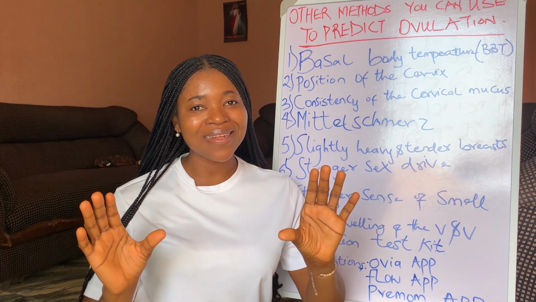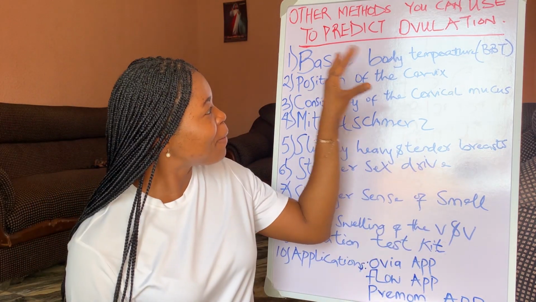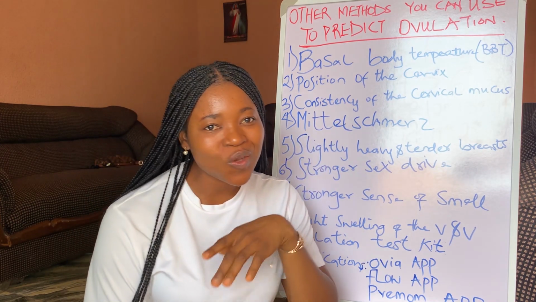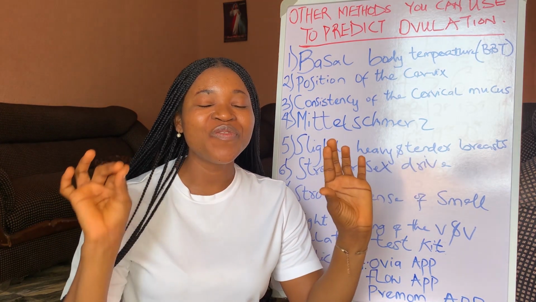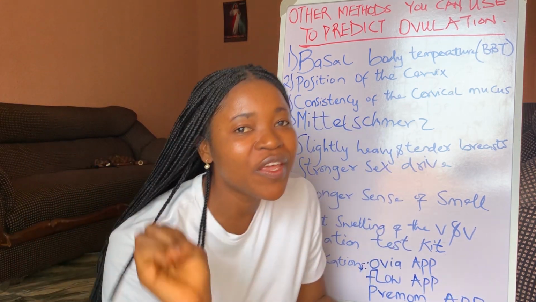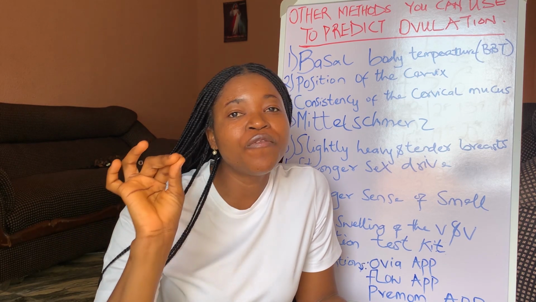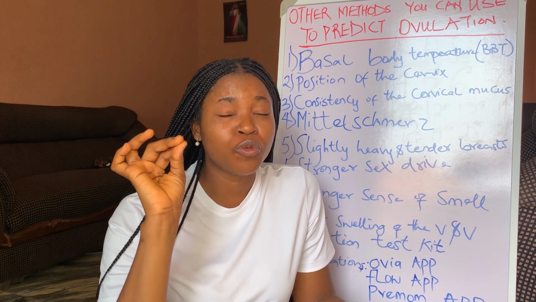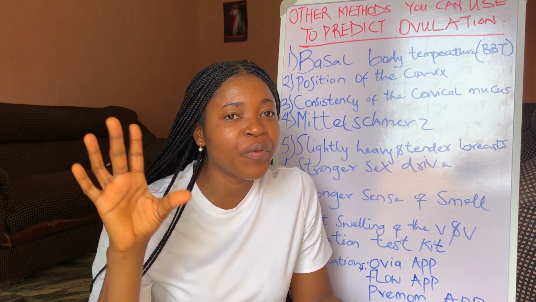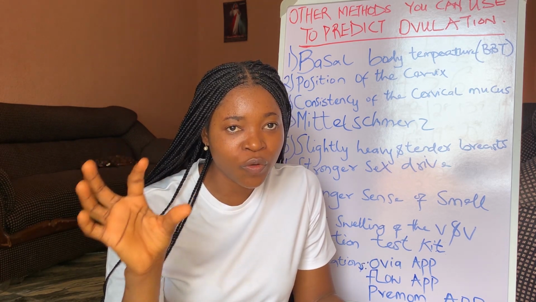So apart from the calculation method, there are other methods you can use to predict your ovulation. I told you that if you're somebody that has PCOS or other hormonal issues, or maybe due to anxiety and stress, your ovulation now becomes difficult for you to predict, or your ovulation period now varies, there are other things you can use to predict your ovulation.